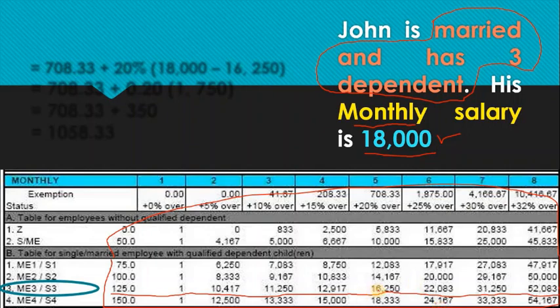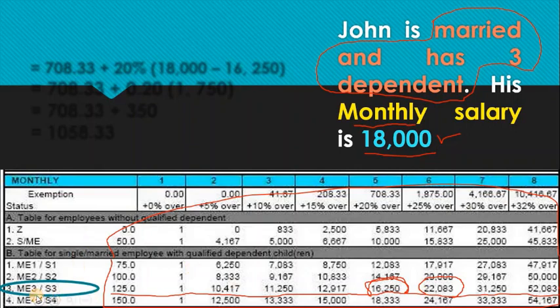Okay, but where is 18,000 located? 18,000 is located between 16,250 and 22,083. So which one would I choose? Since the salary of John is between 16,250 and 22,083, what you are going to do is you always refer to the highest value that is less than the gross pay. Less than. So which of these two is less than the gross pay of John? That is 16,250. So you are going to refer to 16,250. Again, always less than the gross pay.